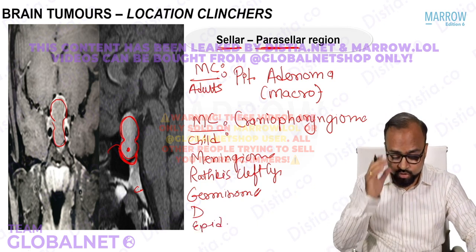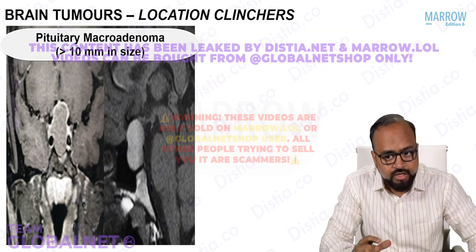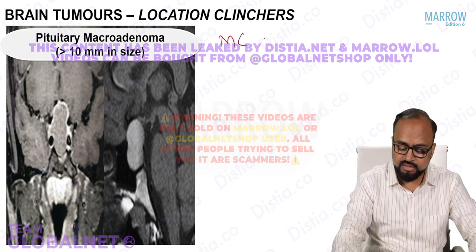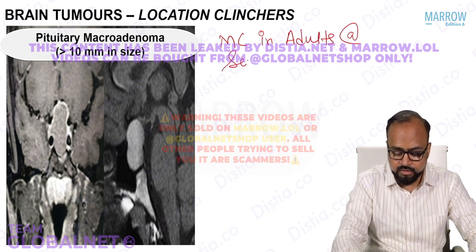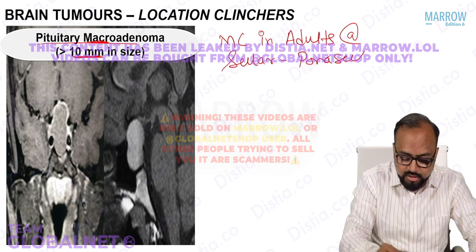So these are the tumors you should expect to see in the sellar and parasellar regions, right? Now we come to a very classical tumor, the most common tumor in the sellar and parasellar region in adults. Why is it the pituitary macroadenoma? Why is it called macro? Because it is more than 10 mm in size.